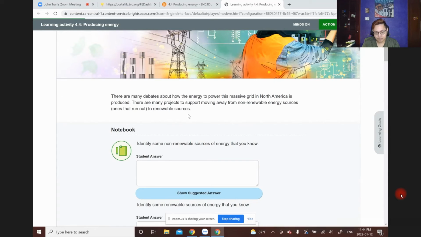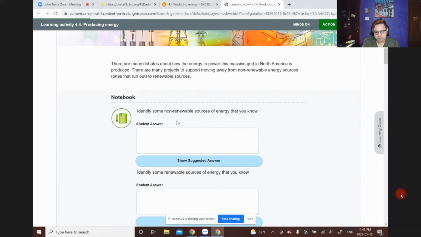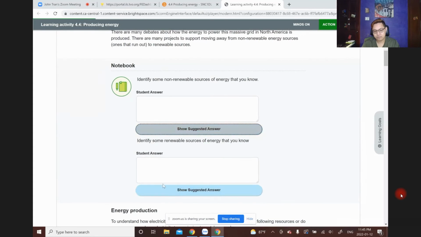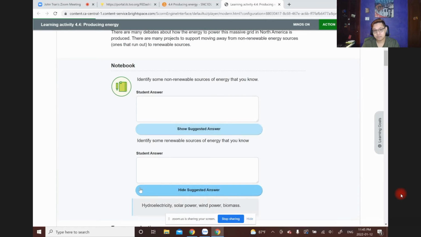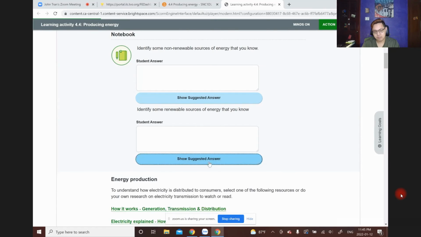There are many projects to support moving away from non-renewable energy sources. Identify some non-renewable sources that you know. Fossil fuel, such as oil, natural gas, etc. Nuclear power, coal. Renewables: hydroelectricity, solar power, wind power, biomass.